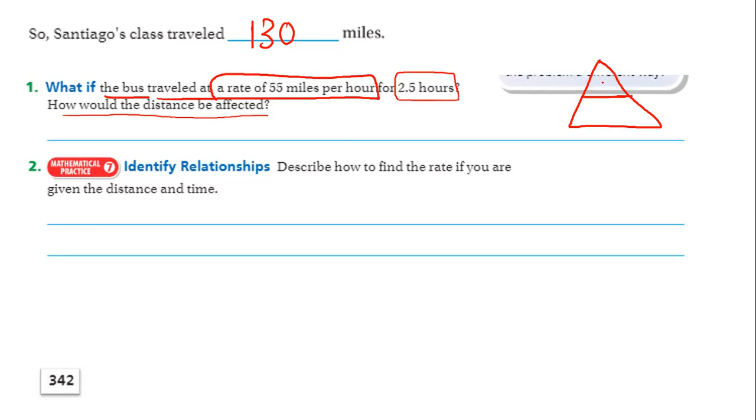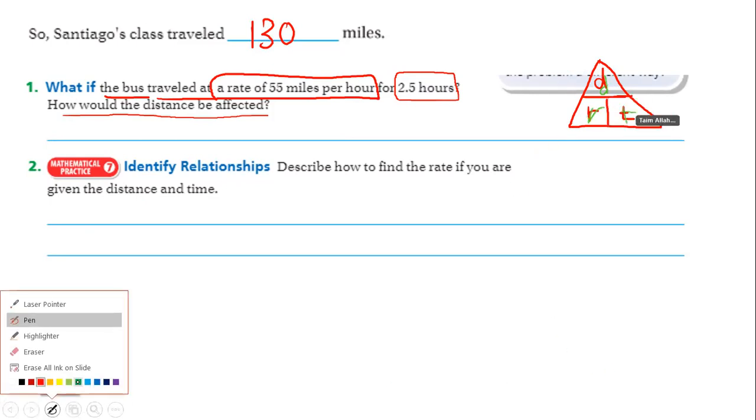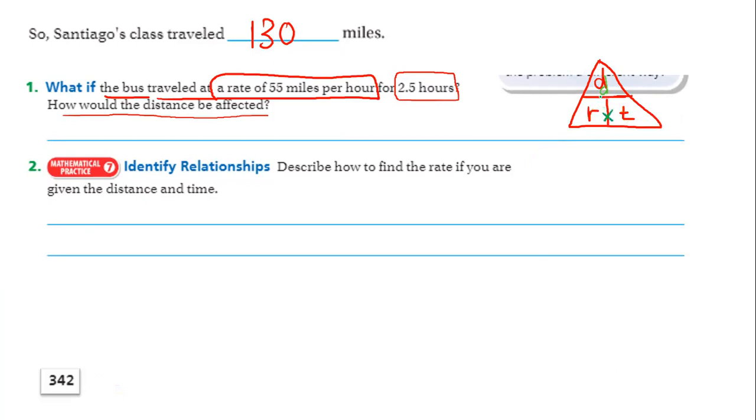Tell me, what should I put here? Say D, you put a line in the center, R, then T. Between R and T, we make the multiply. And between D and R, we put divide. Do you have the rate? He said the rate is 55. Mister, we multiply. That's right. And the time is 2.5. So we multiply to find the distance. 55 multiplied by 2.5 equals what?